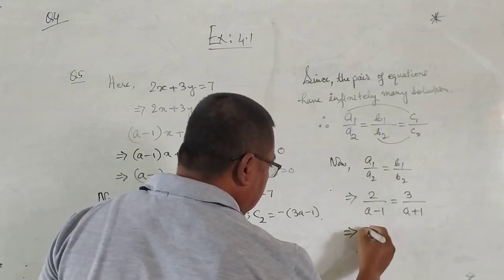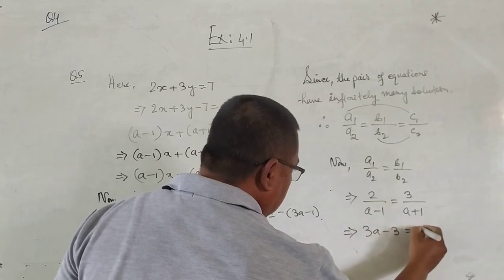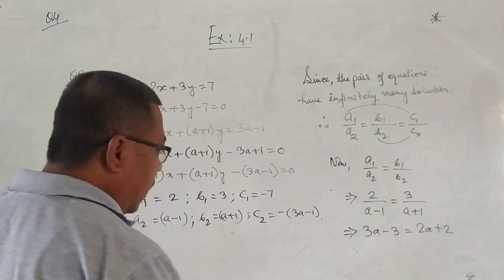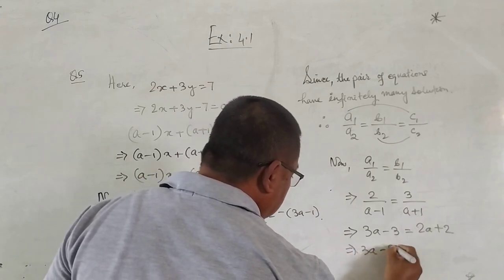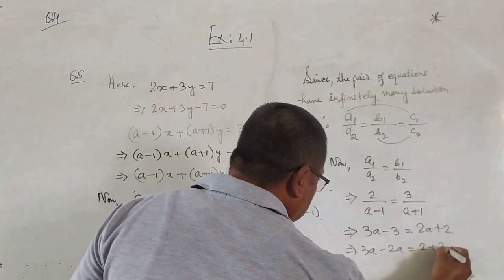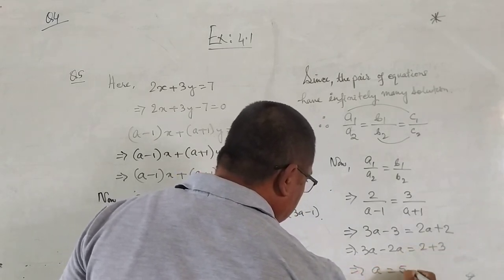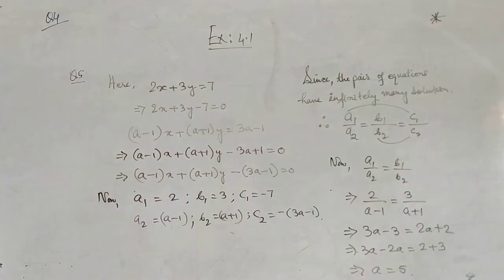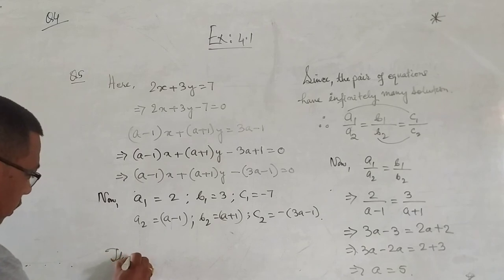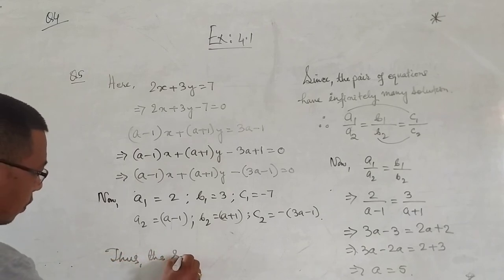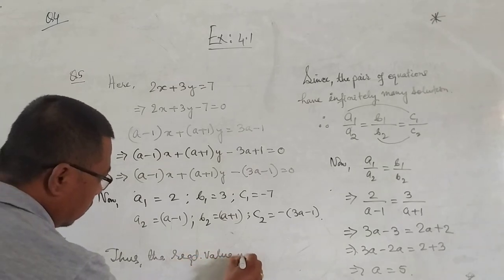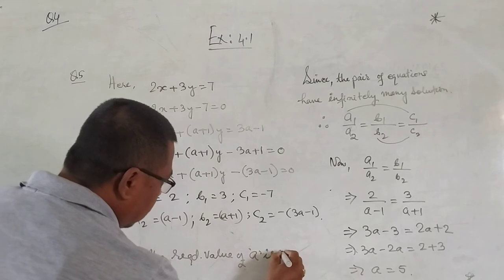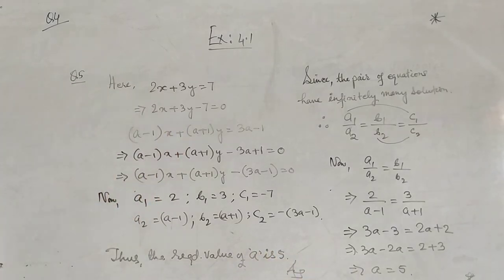Cross multiply: 3 into (A minus 1), 3A minus 3, equals 2 into (A plus 1), 2A plus 2. Combine A terms: 3A minus 2A equal to 2 plus 3. Then A is equal to 5. So thus, the value of A is 5 for the pair of linear equations having infinitely many solutions. Okay, copy down.